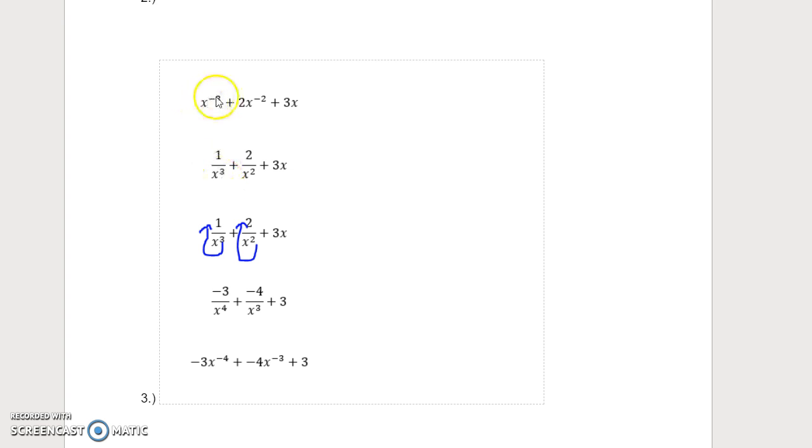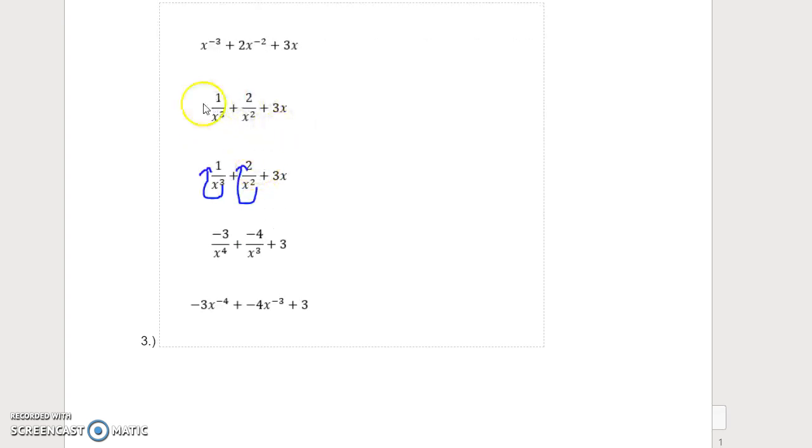So x to the negative third is really just 1 over x to the third. 2 times x to the negative second is really just 2 over x to the second. So from here, we can take the derivative like this, and it's much easier. So we have 1 over x to the third. So just like before, we'll bring the 3 up, and so 3 times 1 is 3, just like this.